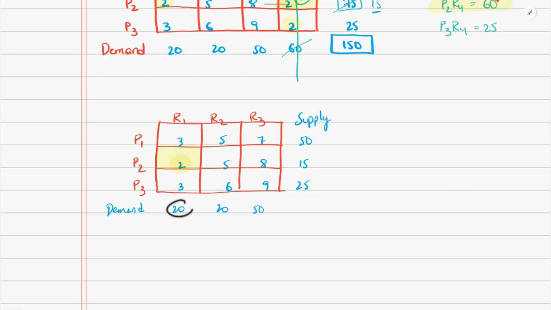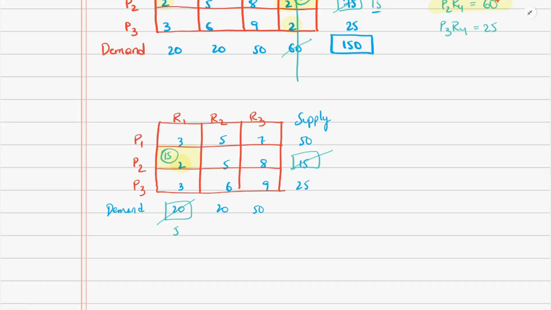So between the corresponding 20 and 15, what is the least of it? 15, of course. So now I'm going to allocate 15 units in this cell, which basically means from P2 to R1 we are making an allocation of 15 units. So because of this, the supply of P2 is completely exhausted, and the corresponding demand for R1 needs 20 units, we are only supplying him 15 units, so 20 minus 15, he's still left with a demand of 5 units.